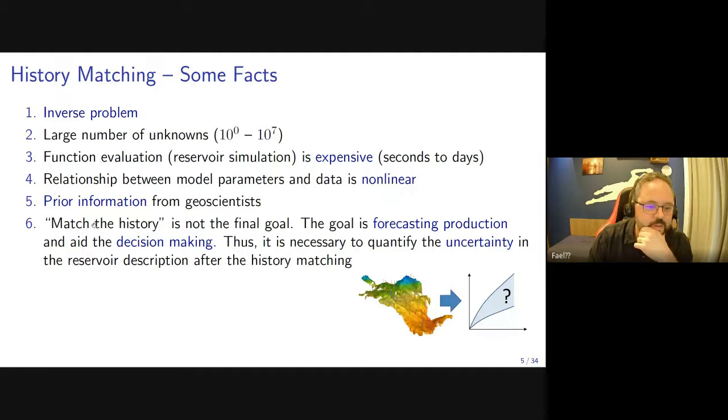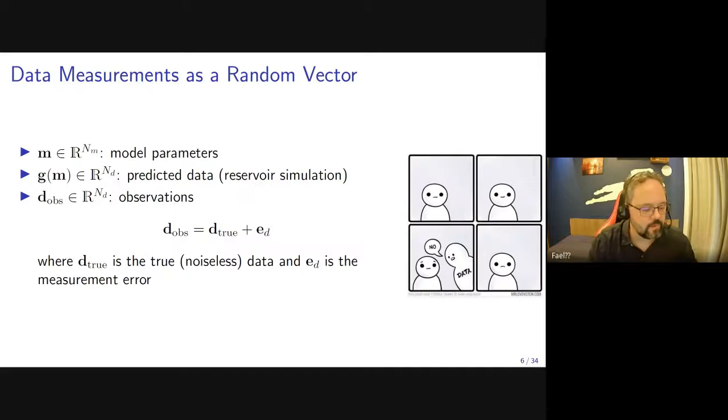All right, and finally, matching the history is not the goal. Of course, the goal is to get better models, so I can make better forecasts. Then I can aid my boss to make decisions. And that's why we always have to quantify uncertainty in our predictions, because he wants to manage risk when we make decisions. If we're going to decide to drill a well in a certain position, I should look at not only the expected value of production, but also the uncertainty range, so we can manage risk. All right.